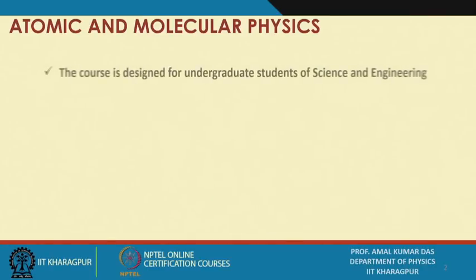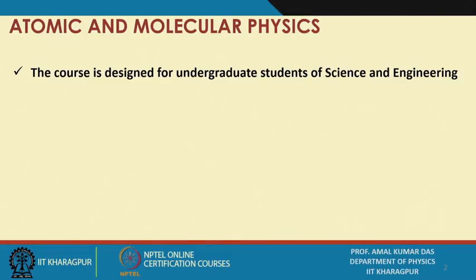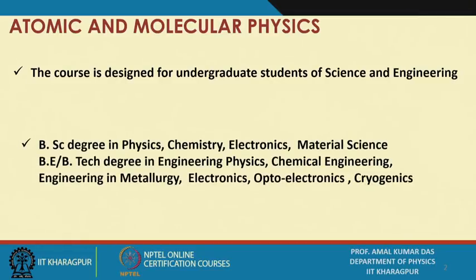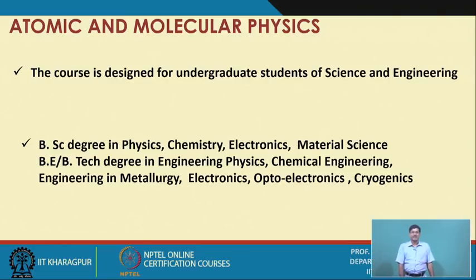So, this course is designed for undergraduate students of science and engineering, who are pursuing a BSc degree in physics, chemistry, electronics, material science, and also a BE or BTech degree in engineering physics, chemical engineering, engineering in metallurgy, electronics, optoelectronics, cryogenics. For those students this course will be suitable.